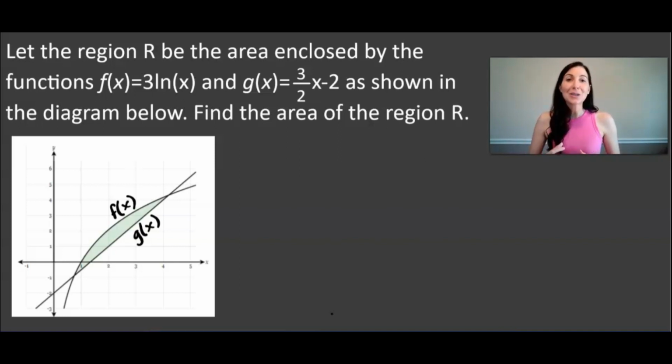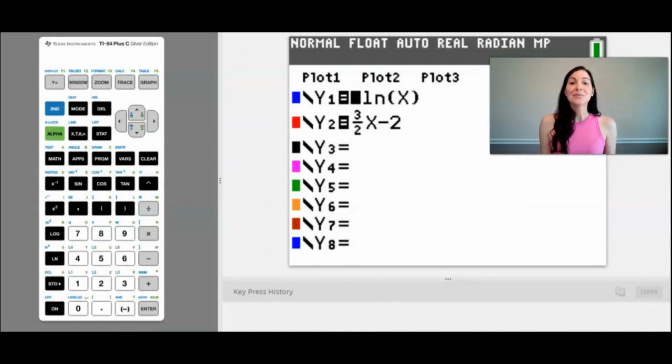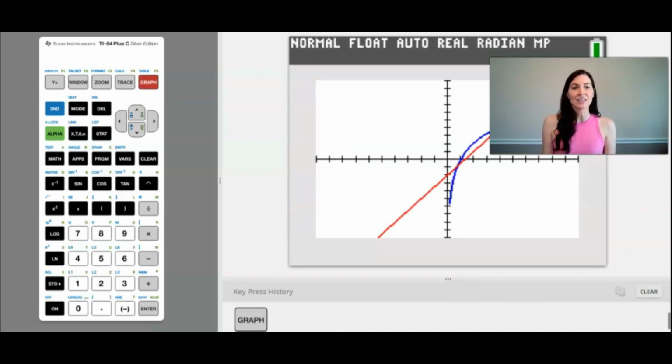But before we get to the good part of setting up this integral, we first need to find where these 2 functions f of x and g of x intersect. And to find that, I'm going to use the graphing calculator. As you can see here, I have typed in 3 natural log x into my first function and 3 halves x minus 2 into my second function, and here is the graph.